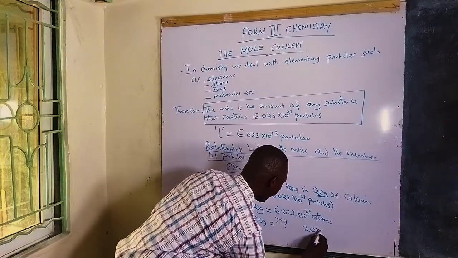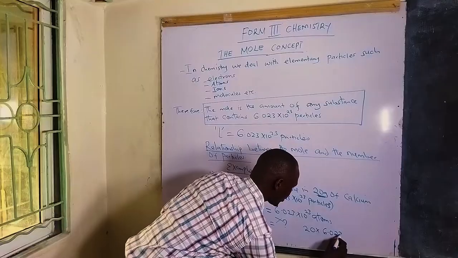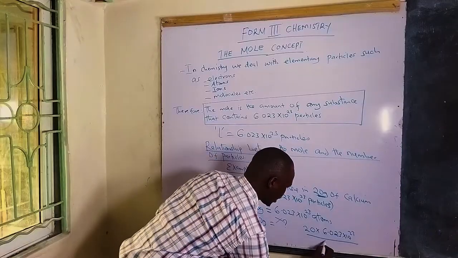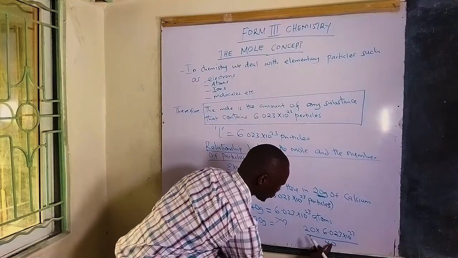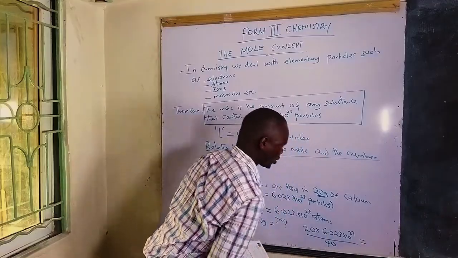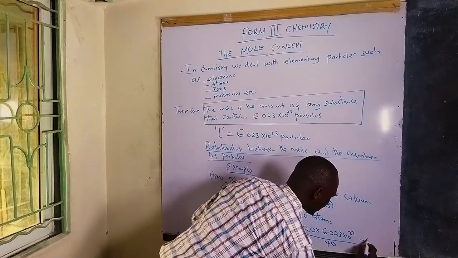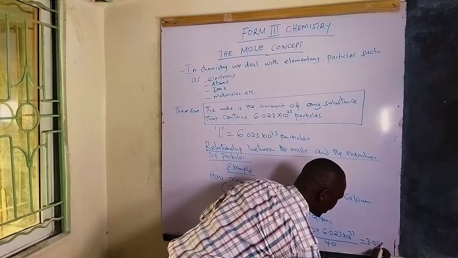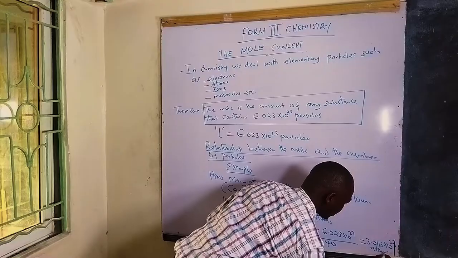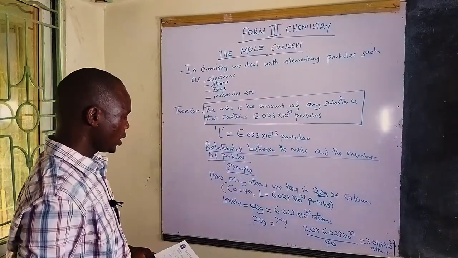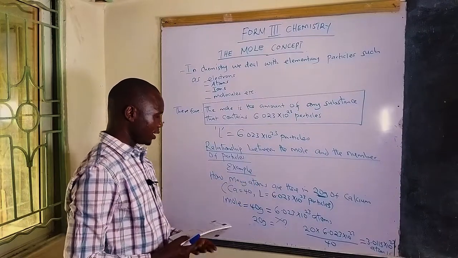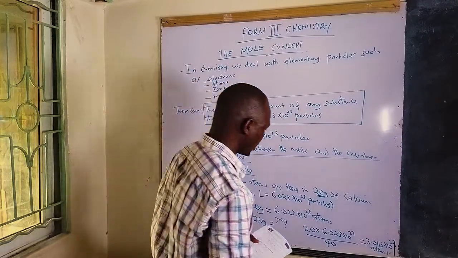If we cross multiply, we have 20 multiplied by 6.023 × 10^23, divided by 40. So 20 goes into 40 two times, then you take the 2 to 6.023. It is going to give us 3.0115 × 10^23 atoms. So you see, you can relate the mass of an element with the number of particles it contains.